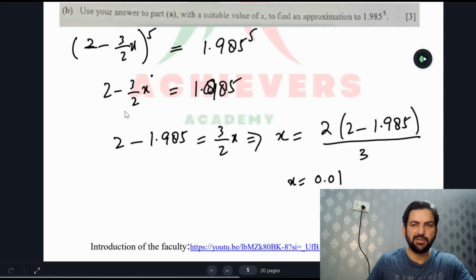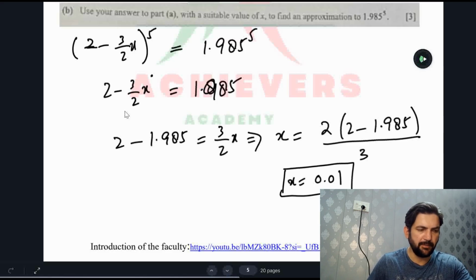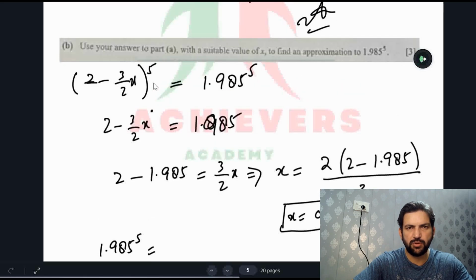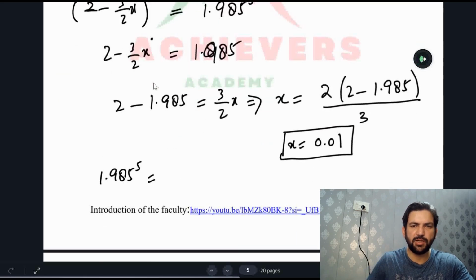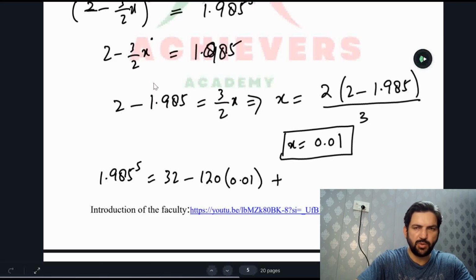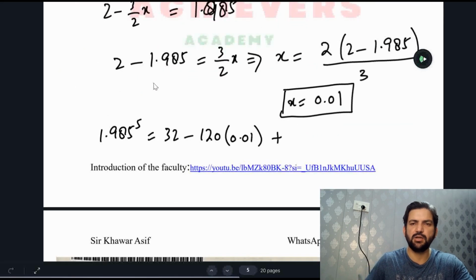Now using this in A, use your answer to part A. What we have to do is use it in part A. In part A, we know that 1.985 whole power 5 is equal to, from the previous part, 32 minus 120 x, where x means 0.01, plus the other one, 180 x squared. So 180 x squared means 0.01 whole squared.